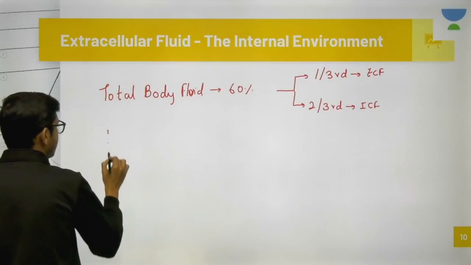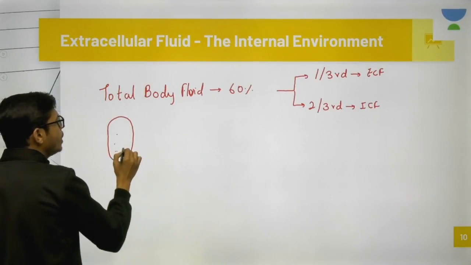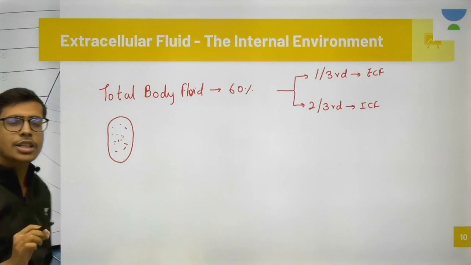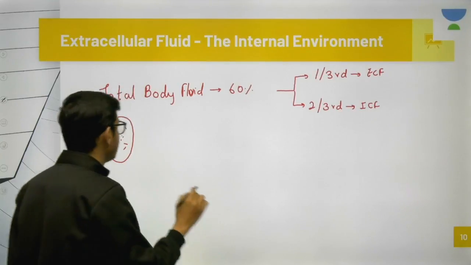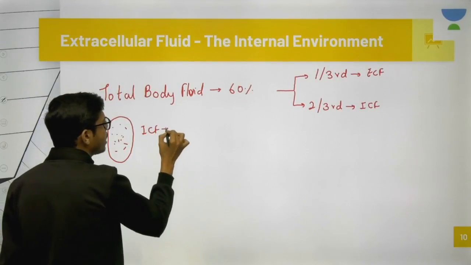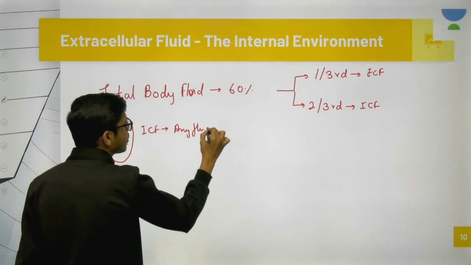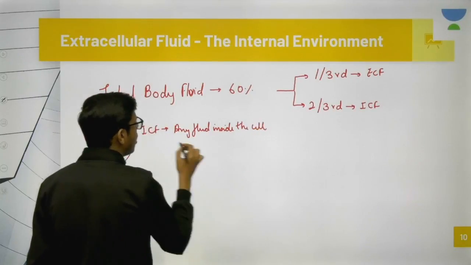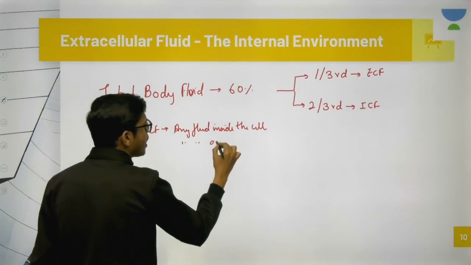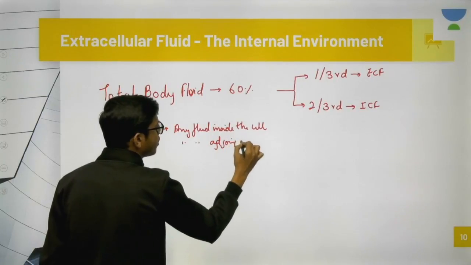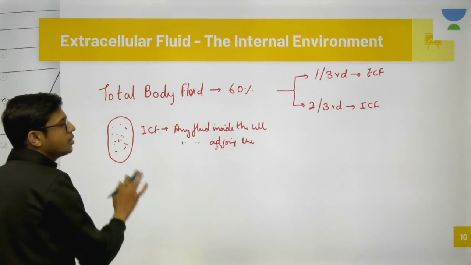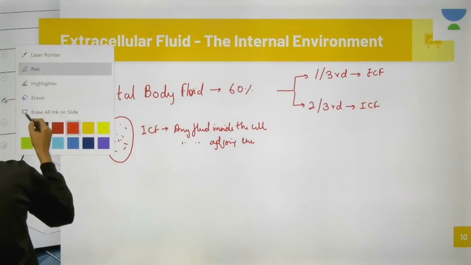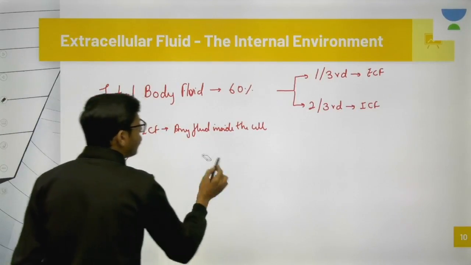So suppose if this is a cell, any fluid inside the cell or in the interstitial spaces along the cell is intracellular fluid. So what is intracellular fluid? ICF would be any fluid inside the cell or any fluid adjoining the interstitial spaces between the cell. Very small interstitial spaces between the cell would also be my ICF. Okay, then what is ECF then?